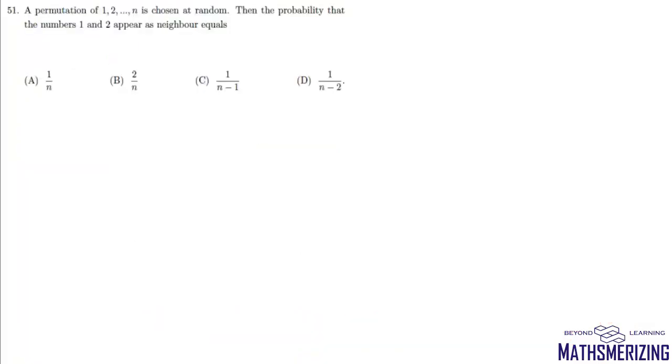Now question number 51 is the permutation of 1, 2 up to n is chosen at random. We need to find the probability that numbers 1 and 2 appear as neighbors. Now total number of ways in which we can arrange these n numbers is factorial n. Now if 1 and 2 appear as neighbors, then we'll use string method. So we'll tie them up. So now we have n minus 1 objects. We can arrange these n minus 1 objects in factorial n minus 1 ways, and then these two can be arranged among themselves in factorial 2 ways. So it will be simply 2 by n. So this probability is simply 2 by n and that's your option number B.